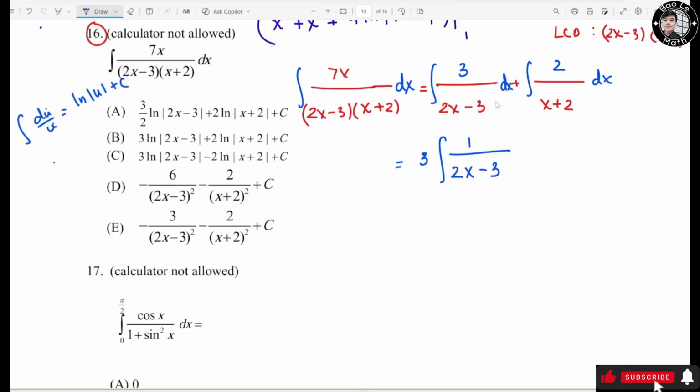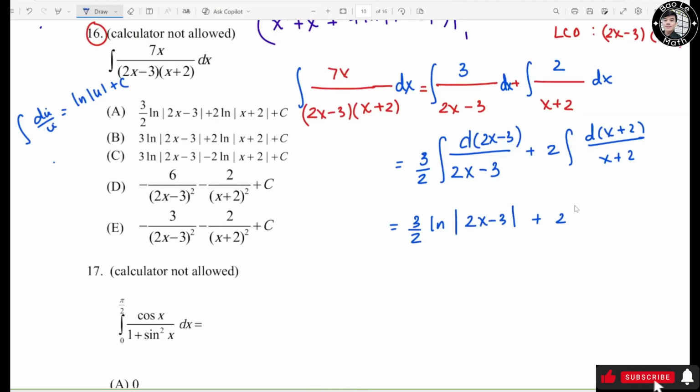This is ds, right? So I can rewrite ds as d of 2s minus 3, right? So if I take the derivative of this one, I get 2, right? So I need to divide by 2 right here, right? Plus, I do the same thing for this guy, right? So it's going to be 3 over 2 ln of the absolute value of 2s minus 3 plus 2 ln absolute value of s plus 2, right? Plus c. So the answer must be A.